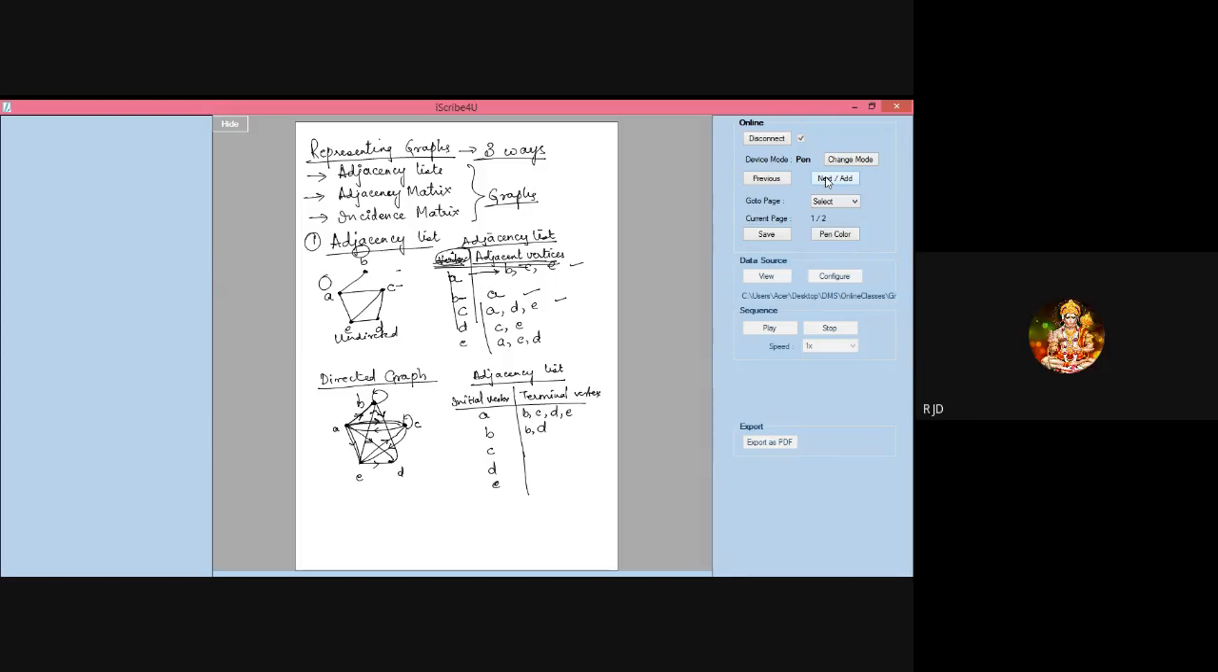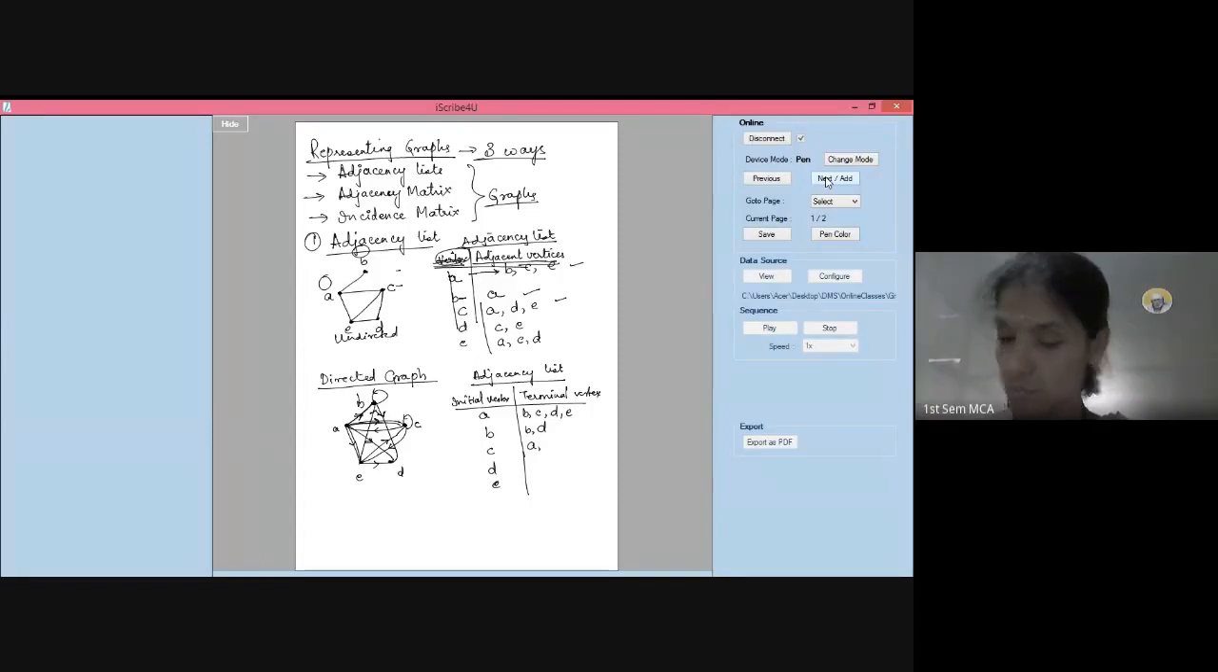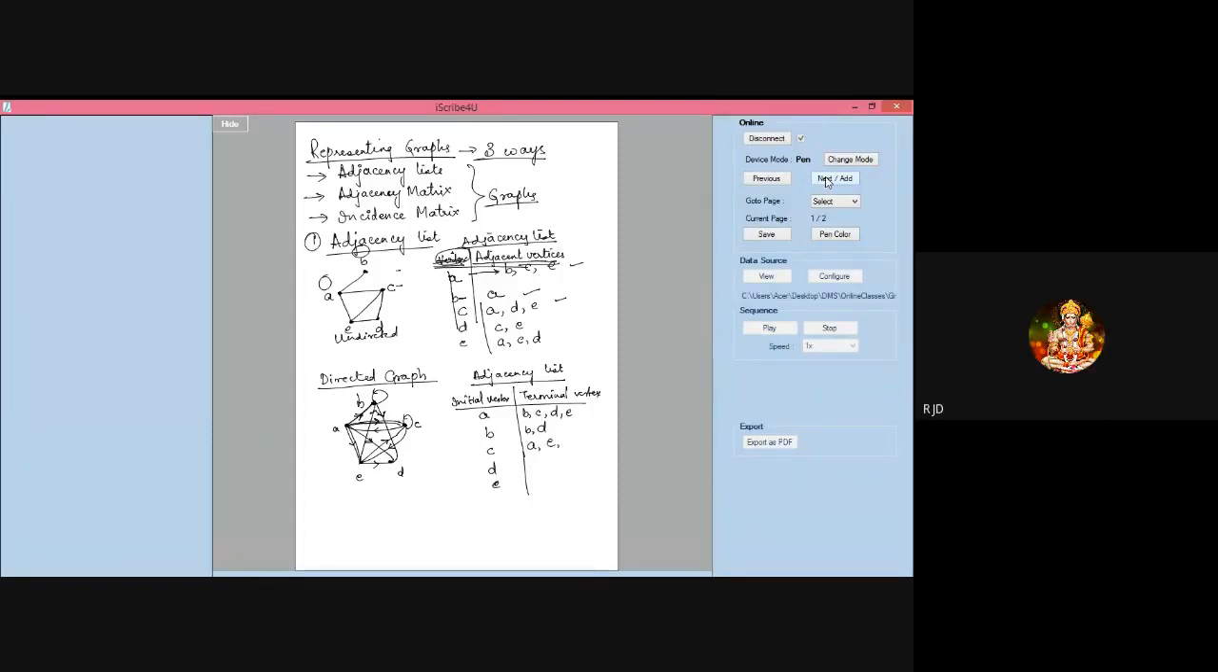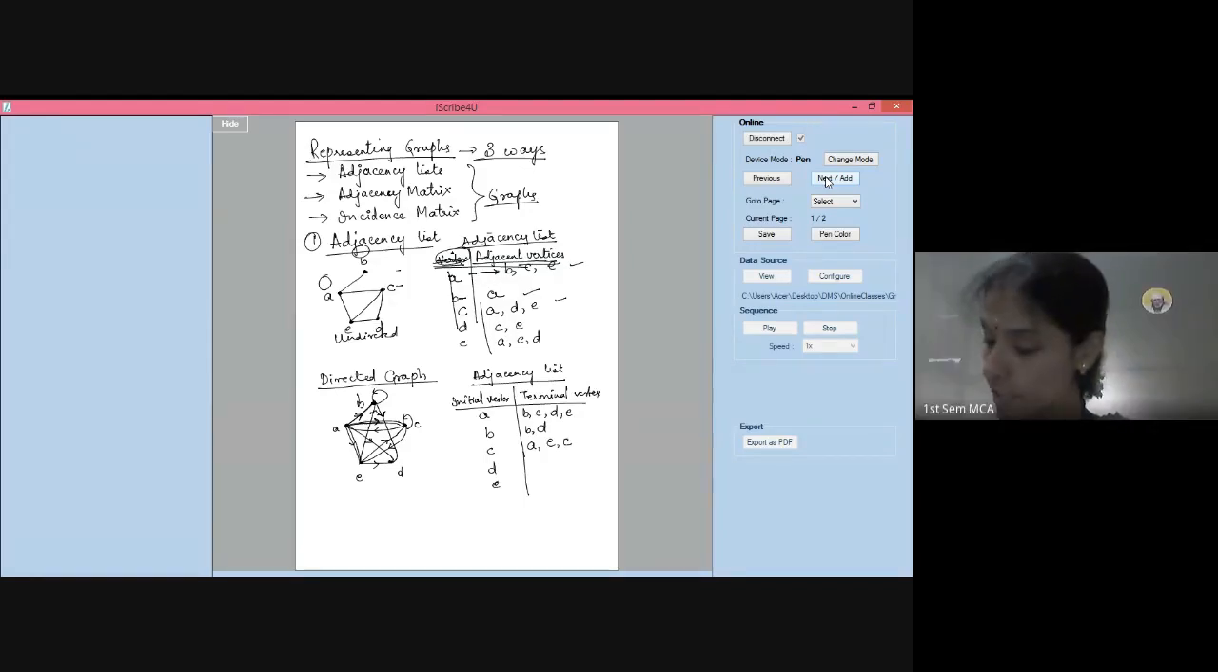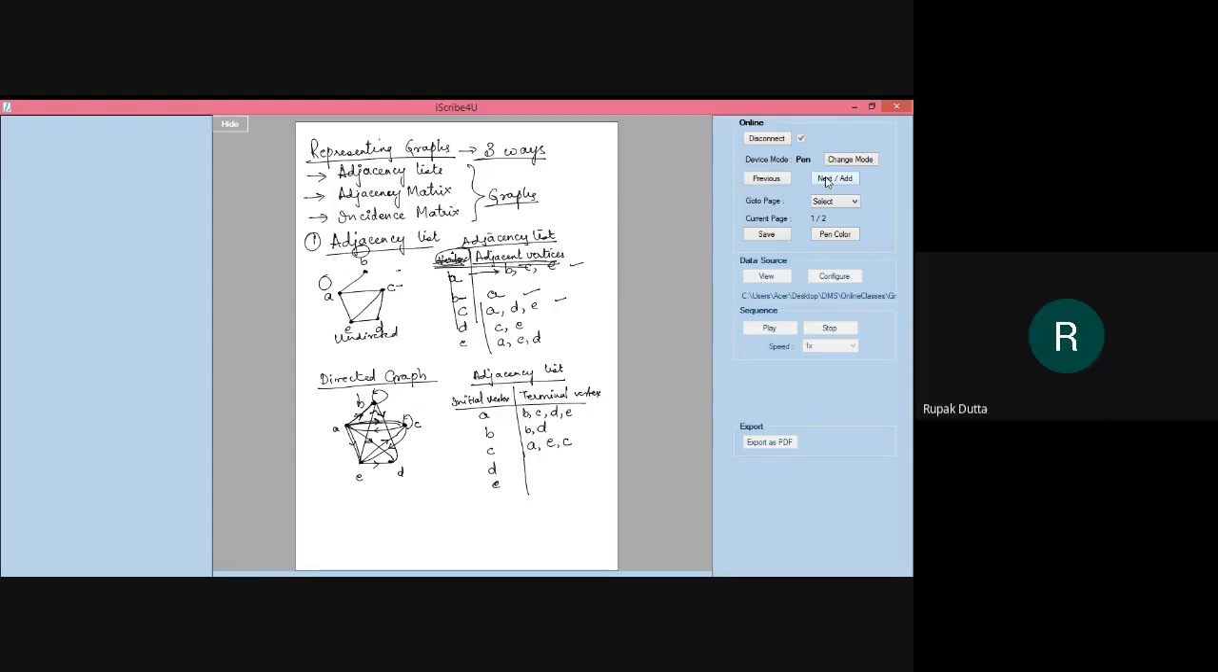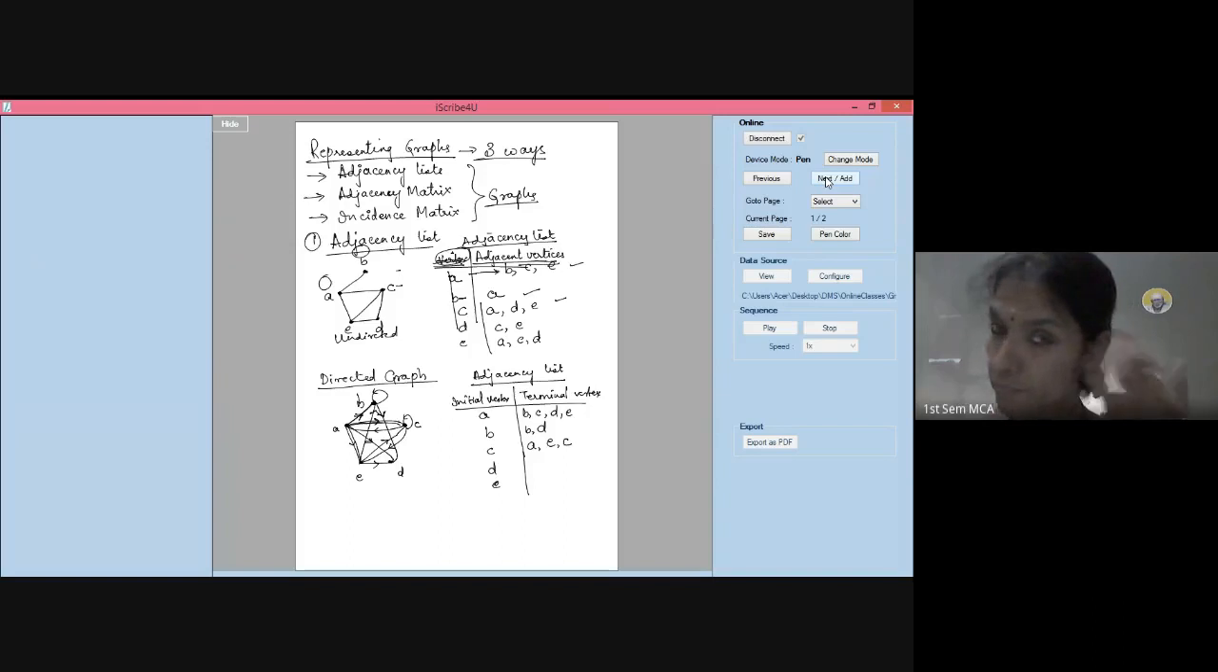For C, A, E, and C is also there, because C has a loop. Whenever there is a loop, it will contribute both to the initial vertex as well as the terminal vertex. So C is also there. What about D? None. Null, ma'am. We don't have any terminal vertex for D. Okay, D is null.